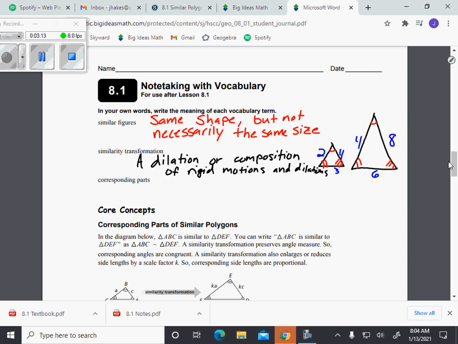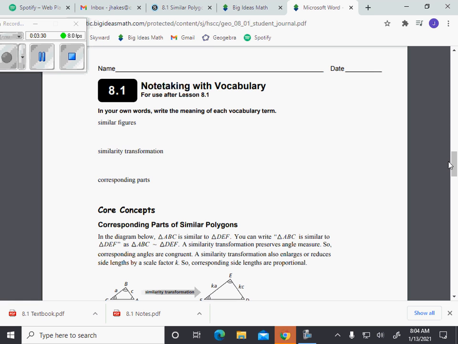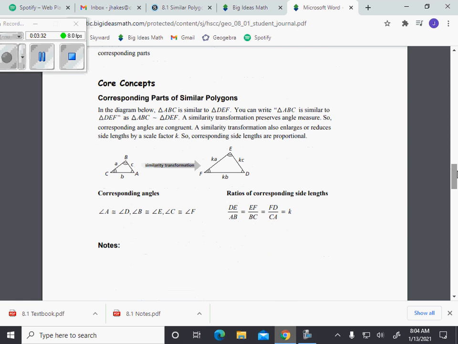Corresponding parts. You guys should know what corresponding parts are by now. If you don't, we're in for a mess. Okay. If you don't know what corresponding parts are, please talk to me. We'll get it figured out. Okay, and I'm actually going to talk about corresponding parts right here.